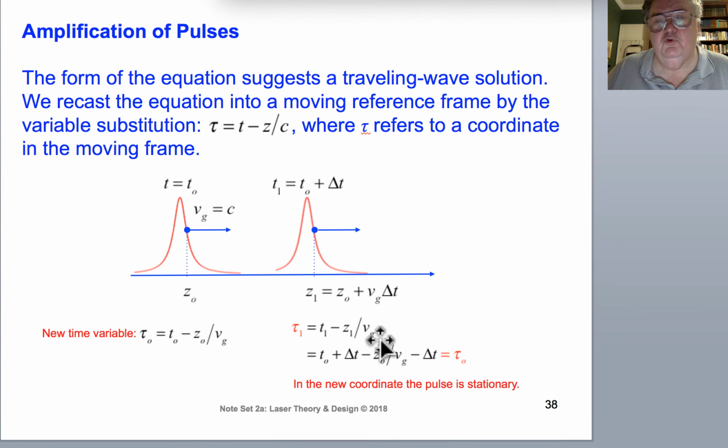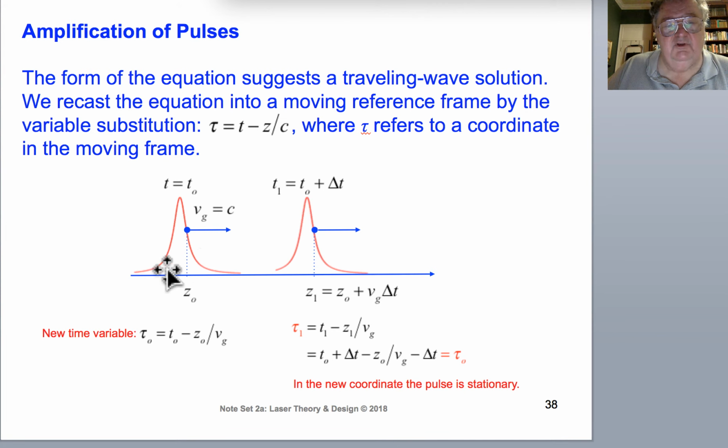We're going to put in a moving time frame instead of the time frame that we have, t. We're going to make time change with z. We're going to substitute for t, tau, which is t minus z over c. Okay, so in other words, here's what I have.